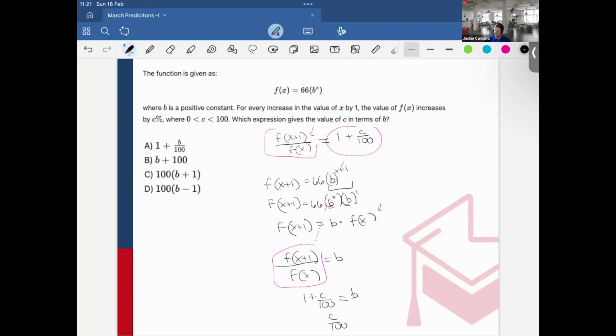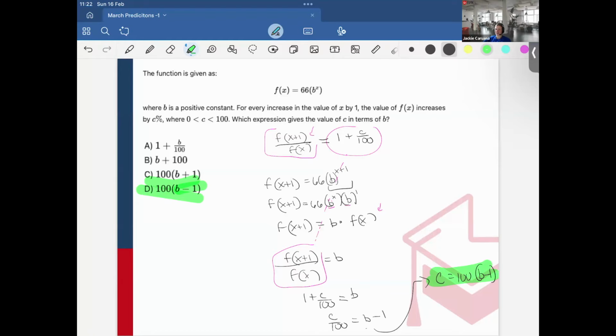So let's do c over 100 equals b minus 1. And then multiply each side by 100. And that will give me c equals 100 times (b minus 1). Which, oh my goodness, that actually matches an answer, option D. Amazing. Okay. Does that make sense to everyone?